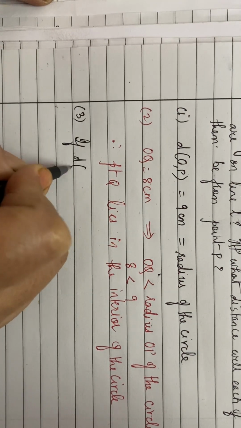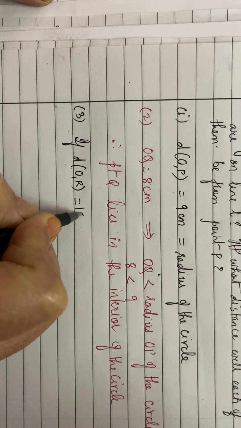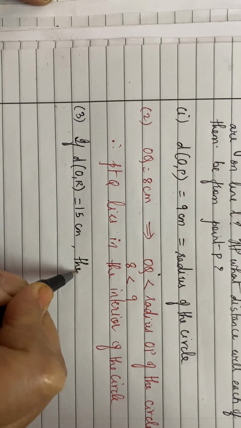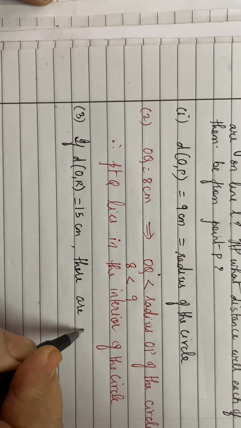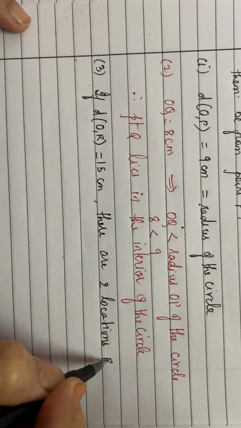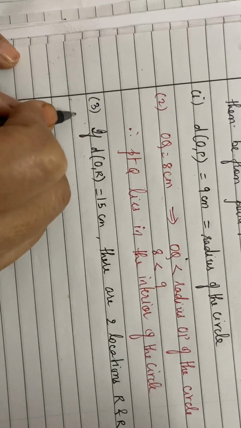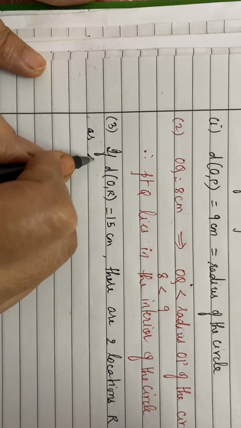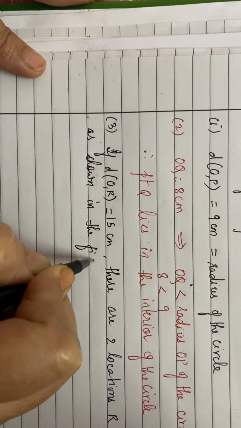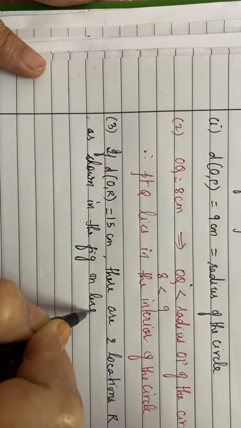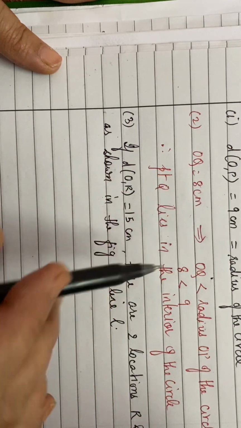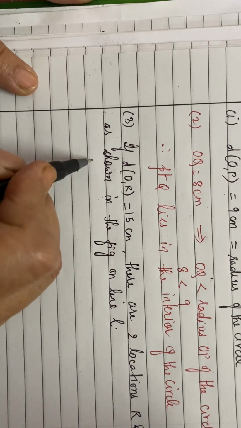If distance OR is equal to 15 centimeter, there are 2 locations R and R dash as shown in the figure on line L. Okay. At what distance will each of them be from point P?